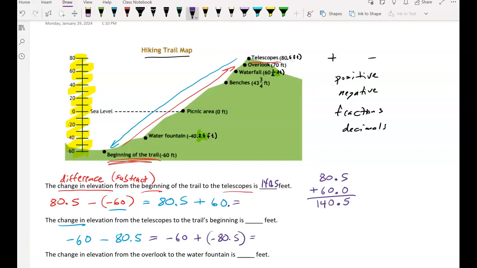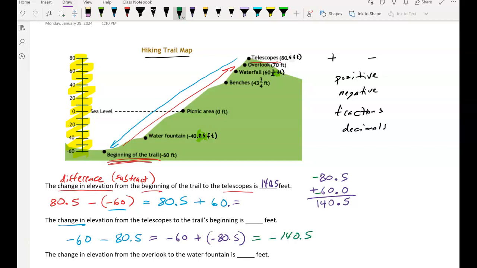Now what you can see here is that we are adding two negative numbers. We're adding the opposites of these two. So negative 80.5 plus negative 60, I'm adding two negative numbers. I'm just going to end up with a larger negative number.